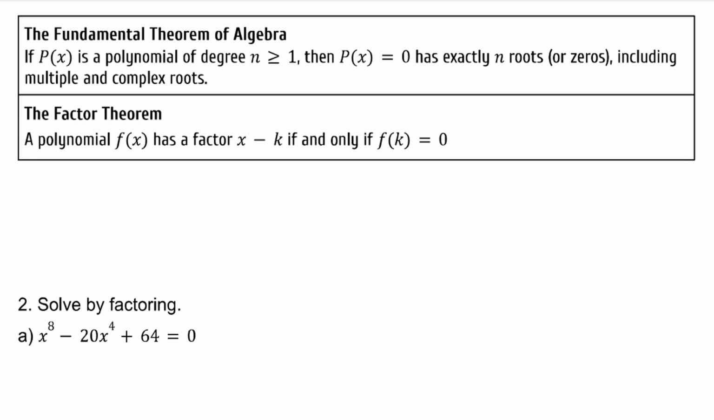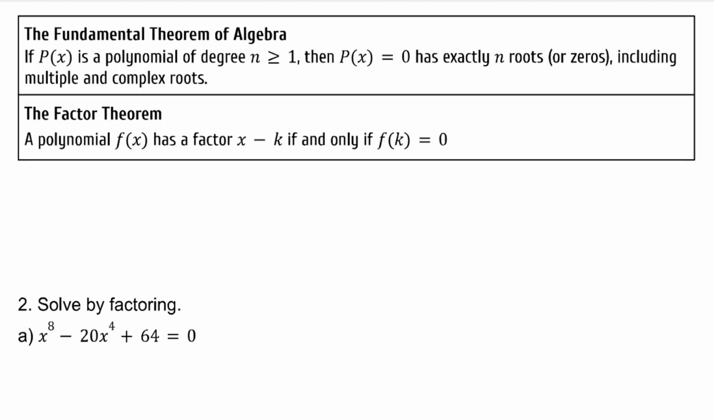The fundamental theorem of algebra states that if p of x is a polynomial of degree n greater than or equal to 1, then p of x equals 0 has exactly n roots or zeros, including multiple and complex roots. So the degree of the polynomial gives you the number of solutions for the zeros of the polynomial. The polynomial f of x has a factor x minus k if and only if f of k is 0. You only have a factor x minus k if k is a zero of the polynomial, meaning plugging in k gives you a result of 0. That is the factor theorem.